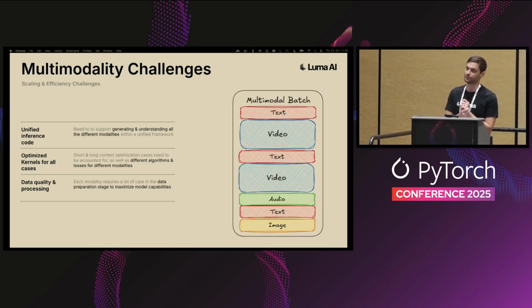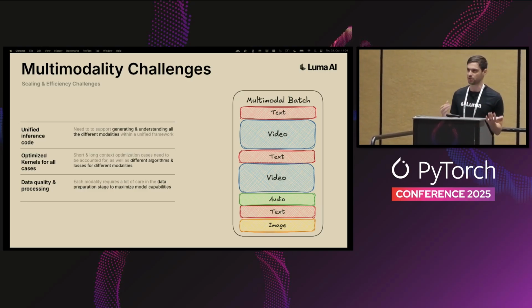And now if we combine all of that into having different modalities, so for example, on the right-hand side here, you can see a multimodal batch that could include text, video, audio, images, and maybe other things as well, then this makes things quite tricky. We need to have a unified inference and training code that can understand all of these different modalities. We need to have kernels that understand these different modalities and are maybe optimized for certain cases. And also things like data processing and quality at scale is very tricky because you need to make sure to take care of each of these different modalities for your model to actually understand something useful.